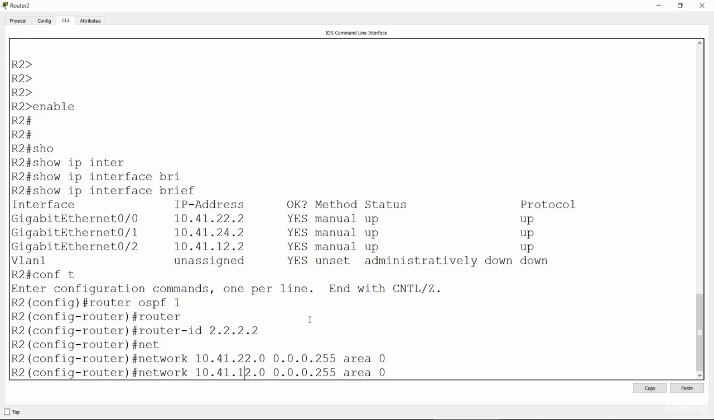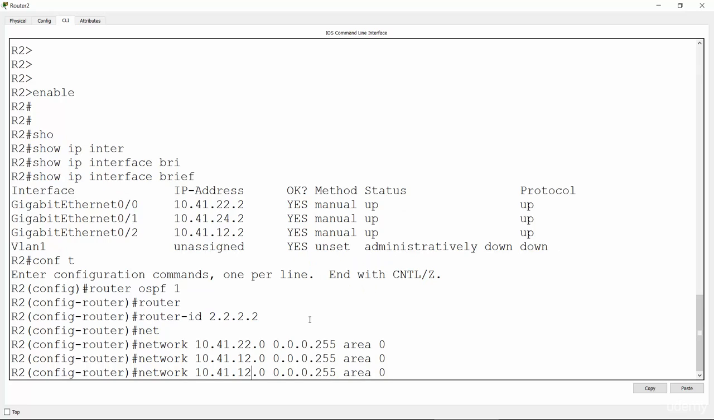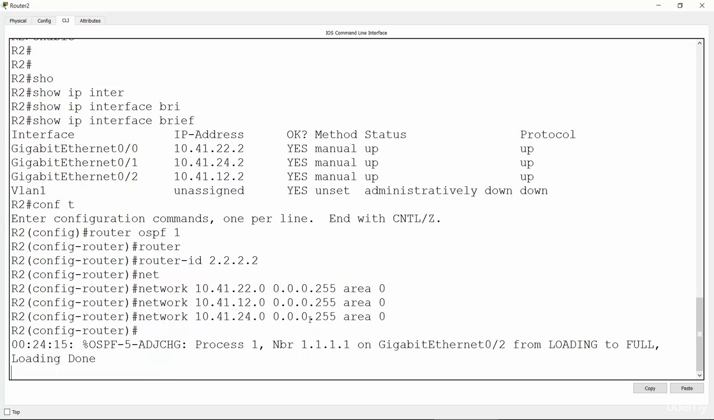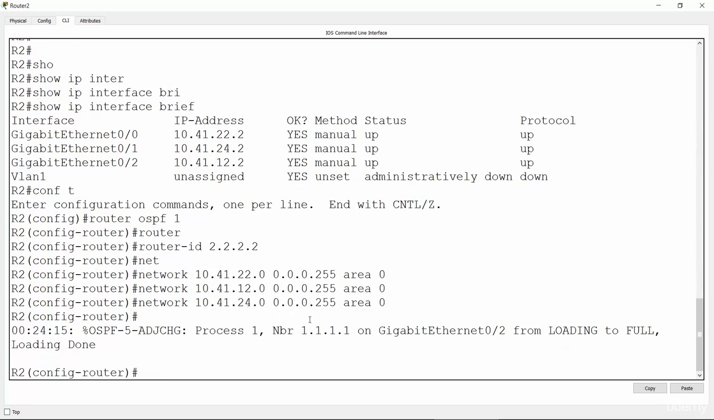I'm going to also advertise these networks too. Alright, pretty cool. But I'm expecting to see something, but I couldn't see it. Yeah, that's what I really need to see. As you can see, as soon as I type my network statements, router 2 has an OSPF neighbor right now, and it's router 1.